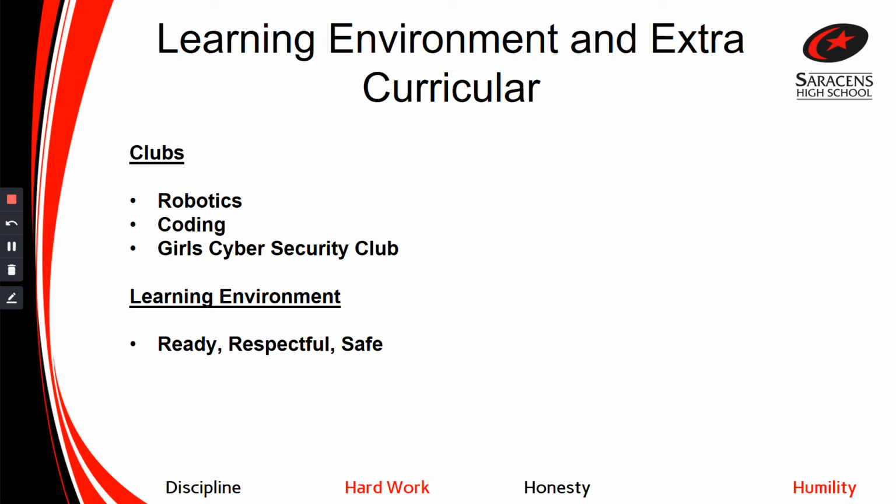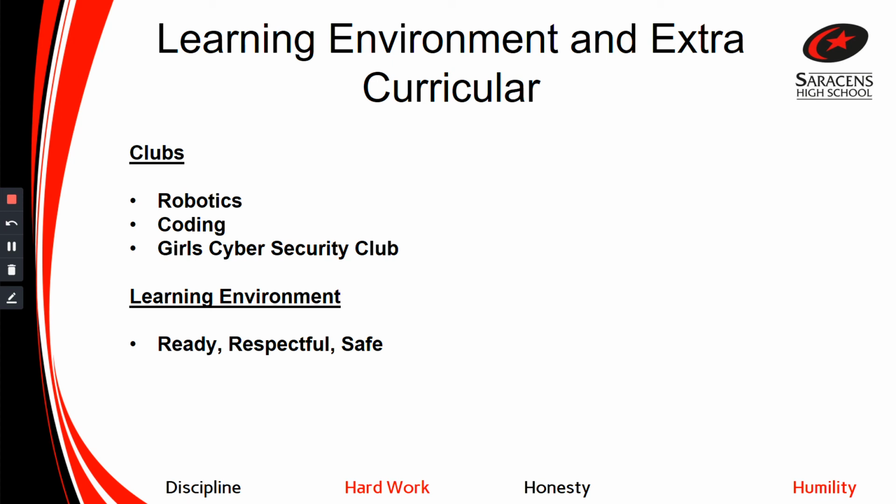There are different types of clubs. So we will have a Vector Robotics Club. This will hopefully be a national club that we will be competing with nationally. This is covering Key Stage 3 and Key Stage 4. There will be a coding club, which will be for all students, and then a Girls Cyber Security Club, which will be for Key Stage 3.